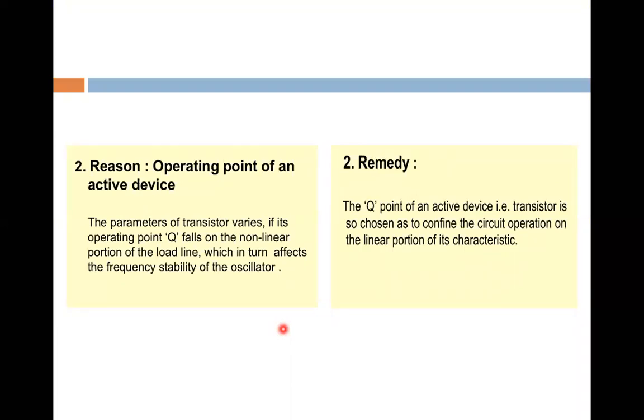The Q factor, the operating point of an active device. The parameters of a transistor vary if its operating point Q falls on the nonlinear portion of the load line, which in turn affects the frequency stability of an oscillator. So for that, the Q point of an active device, that is the transistor, is so chosen as to confine the circuit operation to the linear portion of its characteristic.